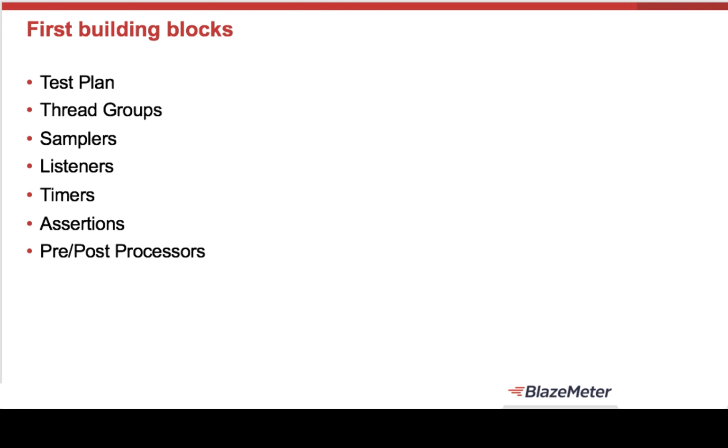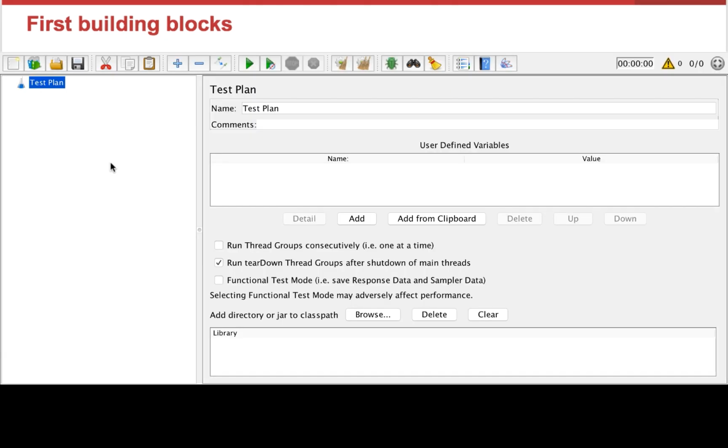The goals for this session are to create a simple script with JMeter together and to get to know the different JMeter elements. We are not going to deep dive into the configuration of each element. That will be done separately in the rest of the sessions. The first element you can see is the test plan, which is the root of the entire JMeter script.